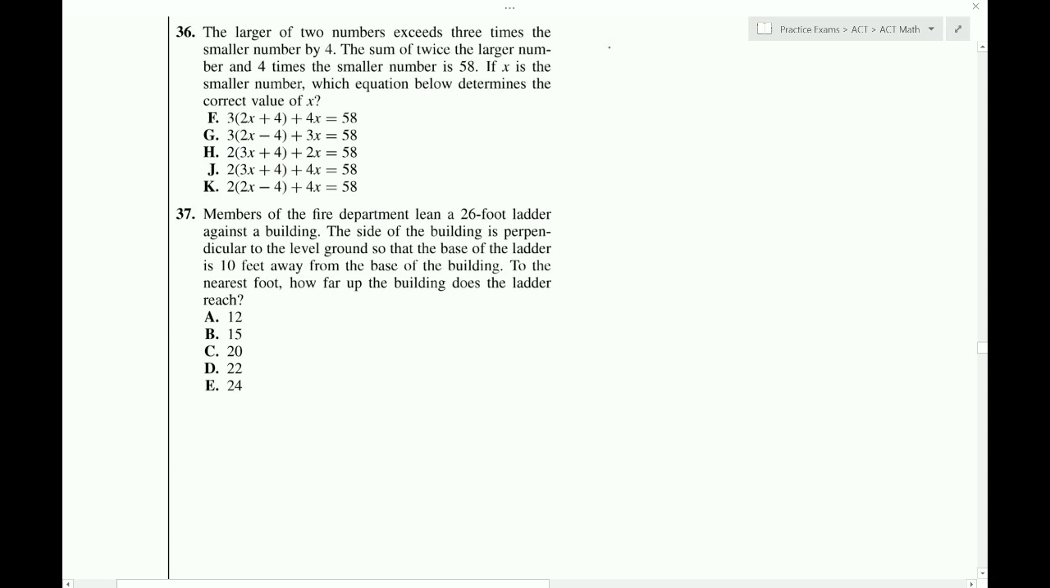Okay, so this is a system of equations, right? They're giving you two equations and two unknowns. The two unknowns are larger and smaller. They're telling us to use x for the smaller, so let's have y be the larger. Now we need to come up with our two equations. As long as these numbers match, we should be able to solve.